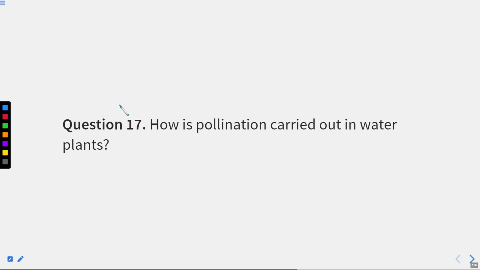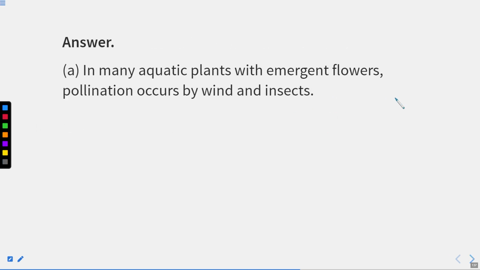Now let's talk about question number 17. How is pollination carried out in water plants? Water plants means aquatic plants that live in water. Now first, in many aquatic plants with emergent flowers, pollination occurs by wind and insects. This you already know. In aquatic plants with emergent flowers, where flowers are above the water, pollination occurs by wind or by insects.